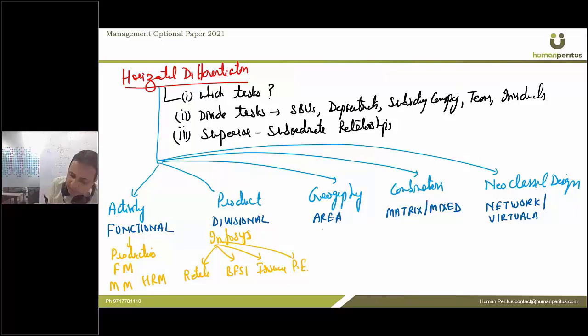Similarly, geography based, again Infosys only, it has got different geography based differentiation. So there is an SBU which does projects only for US clients. Then there is another one which does it for only European clients.